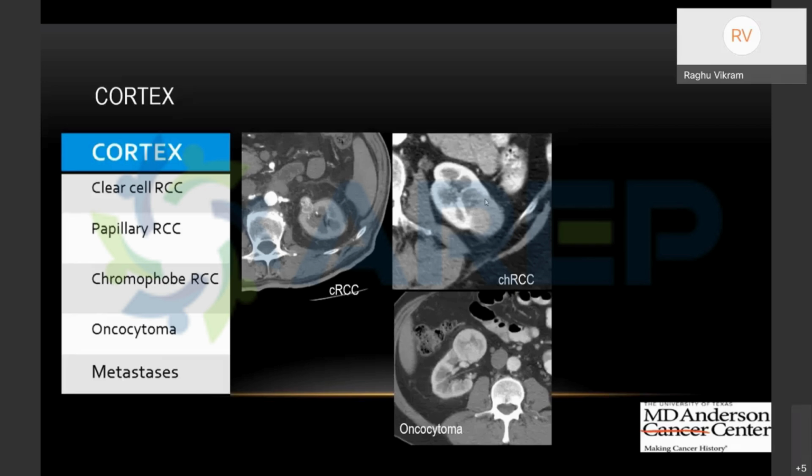This is another variety of renal cell carcinoma called chromophobe renal cell carcinoma. This is an oncocytoma, which is a benign lesion. So these are all cortical lesions. The other lesions that you can see arising from the cortex are papillary renal cell carcinomas, sometimes even metastases from other lesions, particularly the breasts and melanoma metastases, which go to the kidneys, can be in the cortex.